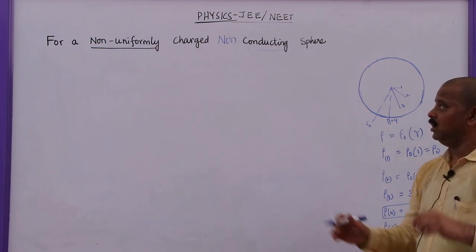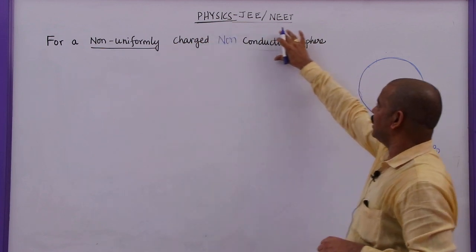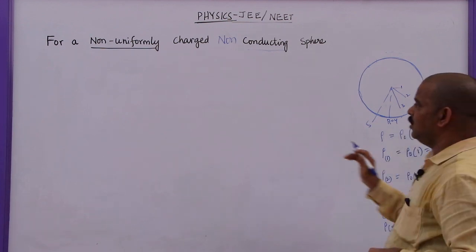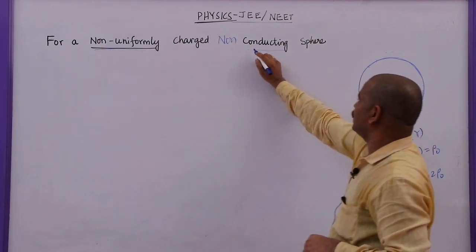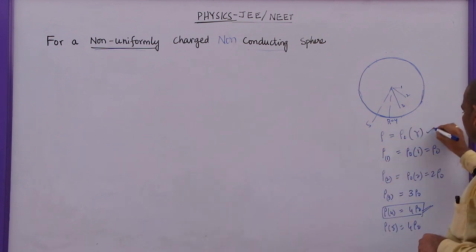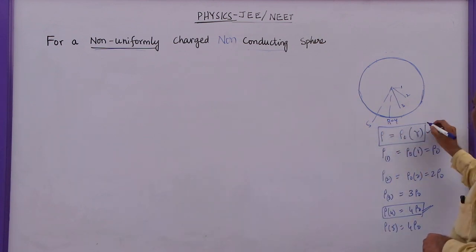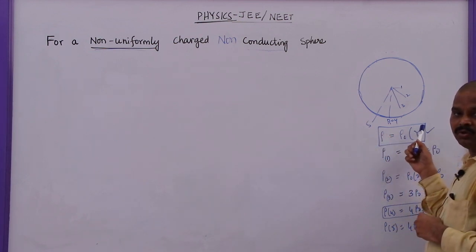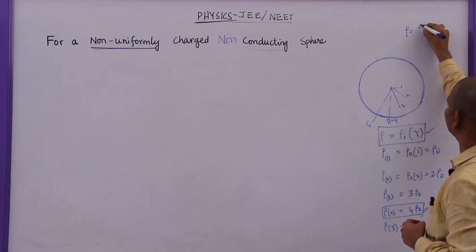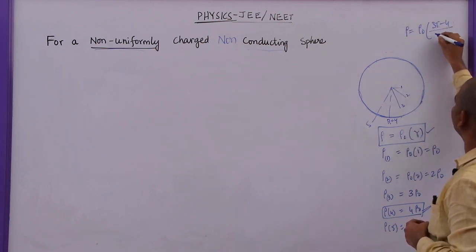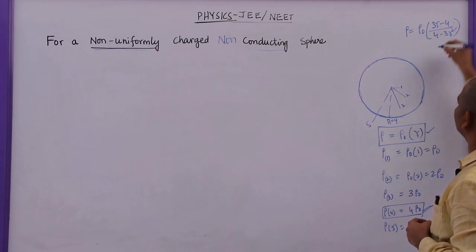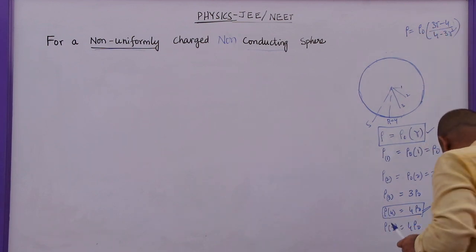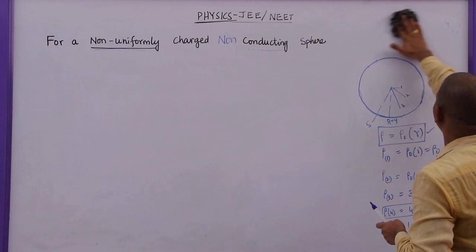In a uniformly distributed conducting or non-conducting sphere, this rho is constant. But here in the non-uniformly charged non-conducting sphere, rho is changing. That means it depends upon the distance. So they will give one relation. It may be rho is equal to rho naught, or rho is equal to rho naught into (3r minus 4) by (4 minus 3r square). They may give any one equation, based on which rho changes with the distance. In this, I am going to take a simple formula, rho is equal to rho naught r.